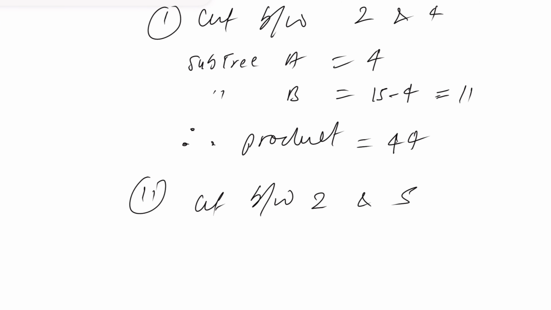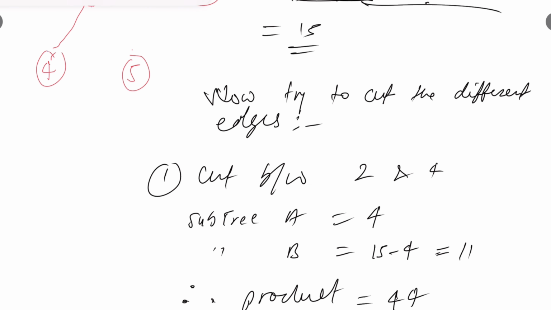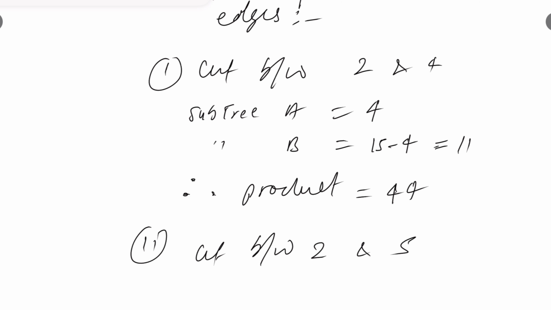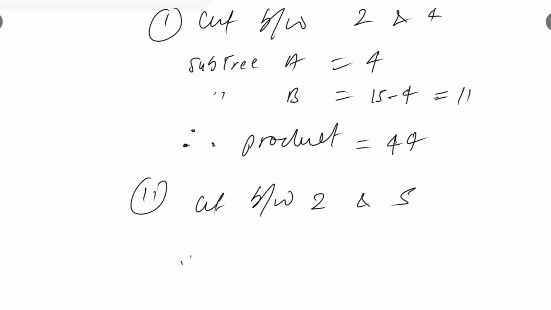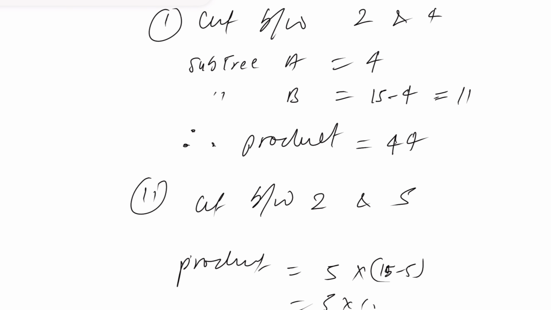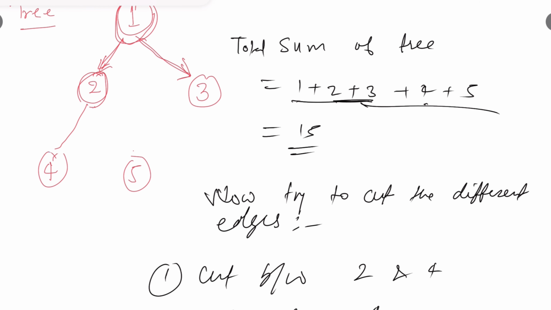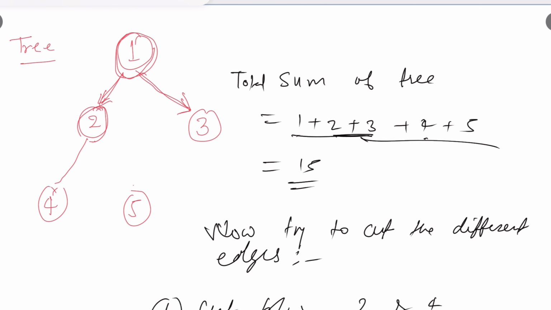So we know that if we cut between this 2 and 5, how many will it become? There will be two things. One is 5, and another is 10 into 10 minus 5, that is 15 minus 5. So 5 into 10 is equal to 50. The 50 will come.